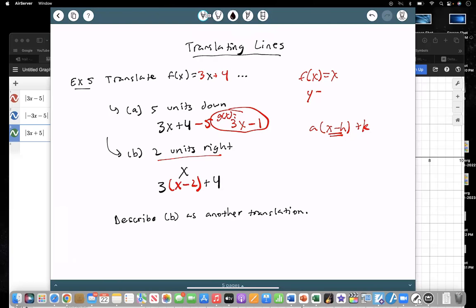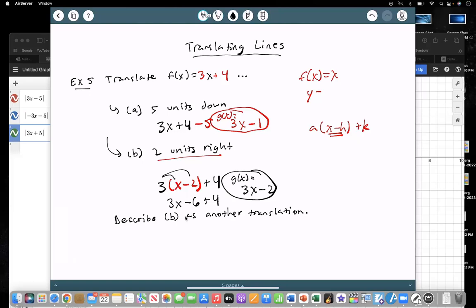Okay, so notice same 3x plus 4, but if you're shifting left and right, it has to be inside with the x, which means we can distribute here. So that'll give me 3x minus 6 plus 4. And then minus 6 plus 4 would give me 3x minus 2. Okay, so it looks like that would be my shift.